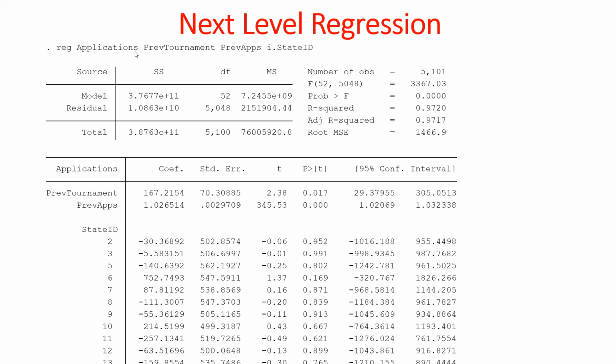But my guess is a log specification here might make a little more sense in terms of the number of applications, right? Because if I'm a smaller school, 167 is going to be a much higher percent of whatever my previous applications were, as opposed to a school who's receiving tens of thousands. So we would probably want to use a different model here, but just for the sake of keeping it simple for today's discussion, we use the level. Okay.